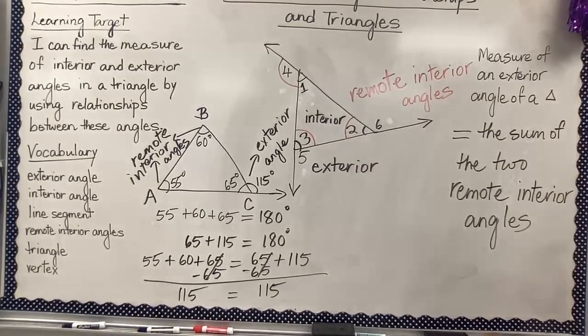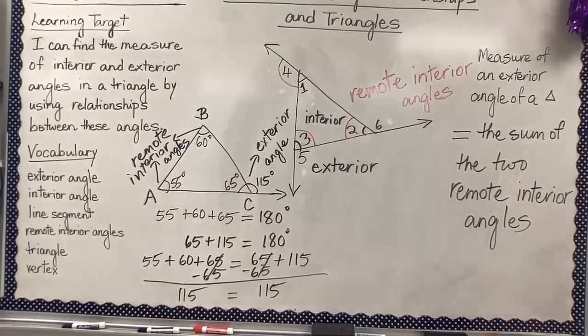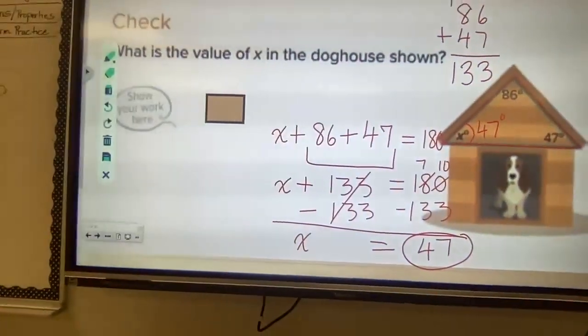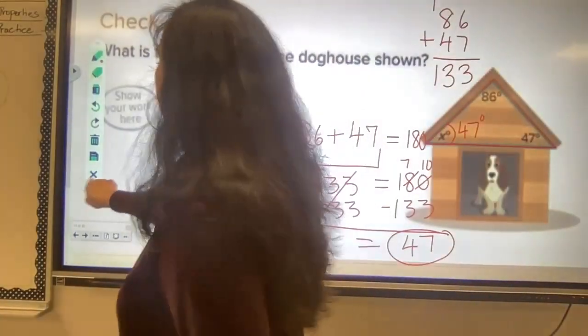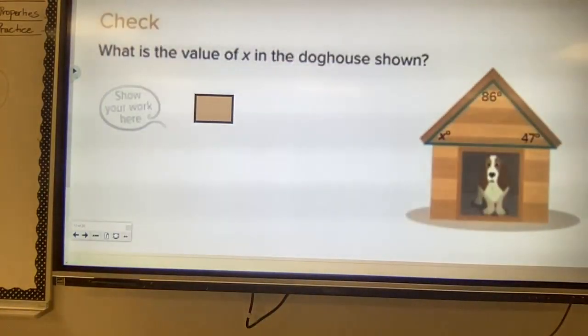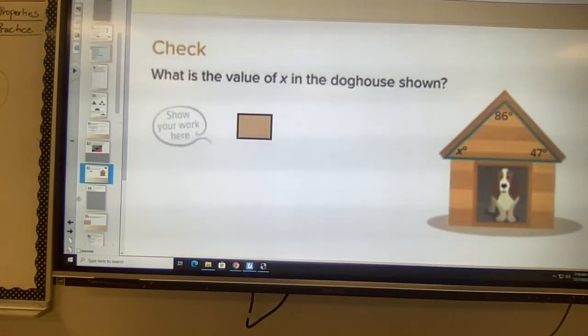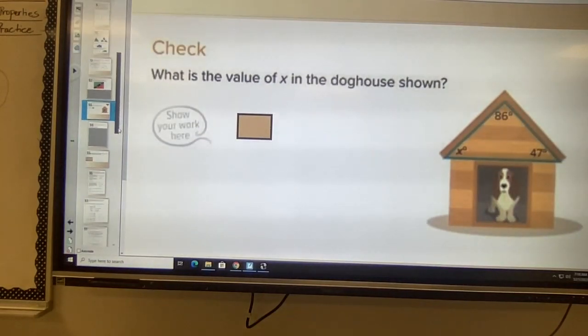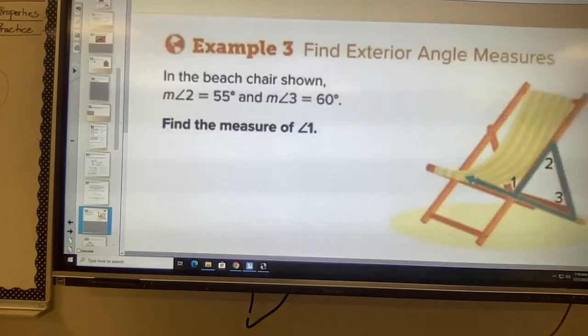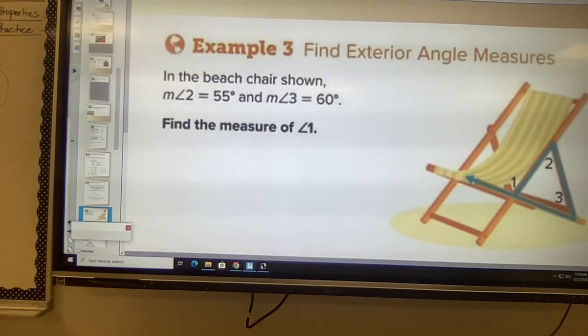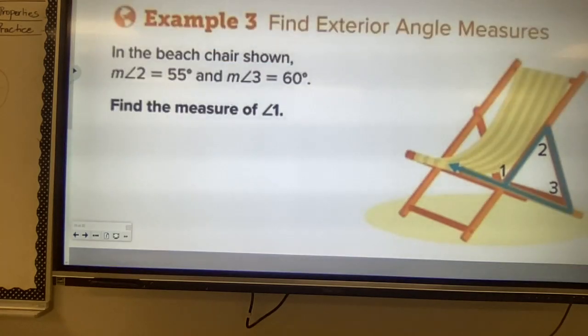Now, let's do an example to find the exterior angle. I will take you back to the board for this one. Give me a second. So I skipped this one. Here we go. I am going to make this full screen so you can see properly.